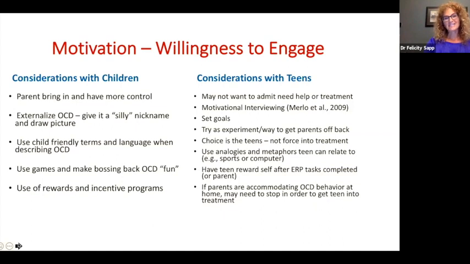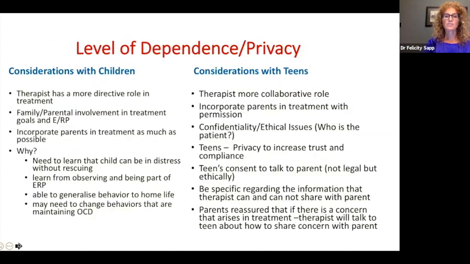Now with teens, they may not really want to be there, and often they're not, or they don't want to admit that they really need help. So you might have to use more motivational interviewing skills and help them set goals based on their values. Often I'll say to them, hey, let's just try this as an experiment, get your parents off your back and see how it goes. I'm going to use analogies and metaphors that the teens can relate to, depending on their interests. It's important to understand that the choice of being in treatment is really the teen's. I'm not going to force them into treatment.